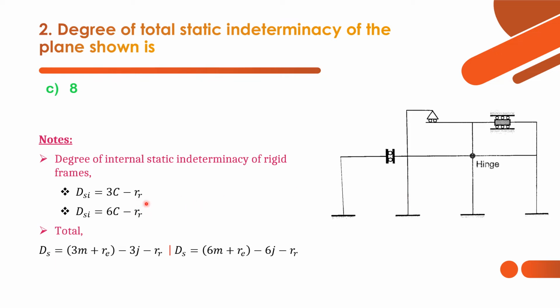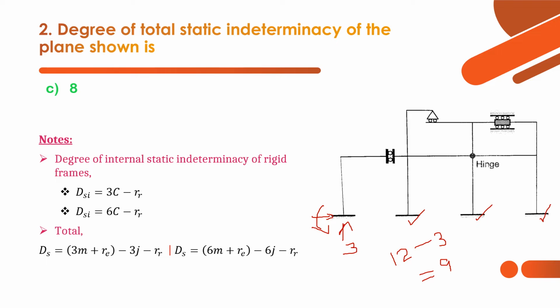And what is the degree of external static indeterminacy? As we have already seen in the first question, that is Re minus equilibrium equations. Here you can see we have one vertical reaction, one horizontal reaction, and one moment. So in this support we have three external reactions and in the same way in this also 3, in this also 3, and this also 3. How many total external reactions do we have? 12. And we have three equilibrium equations. So 12 minus 3 is 9. That is DSE, the external static indeterminacy of this rigid frame.